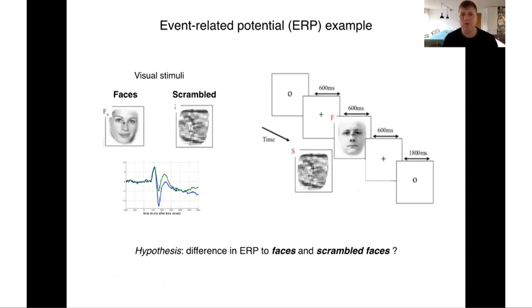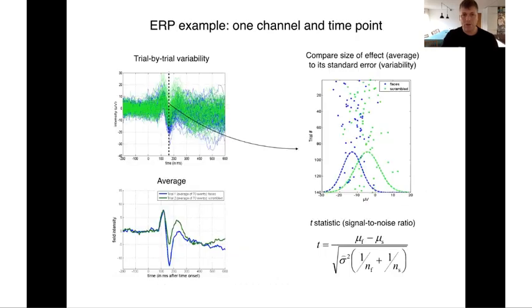So let's look at an example of an ERP experiment. So say subjects viewed visual stimuli consisting of images of faces versus scrambled faces. And we would like to test the hypothesis that there's a difference in the ERP when subjects viewed images of faces compared to scrambled faces. So we would usually take the trial by trial data, so the single trial data, and average them within conditions. So average the trials when subjects viewed faces, and separately average the trials when subjects viewed scrambled faces.